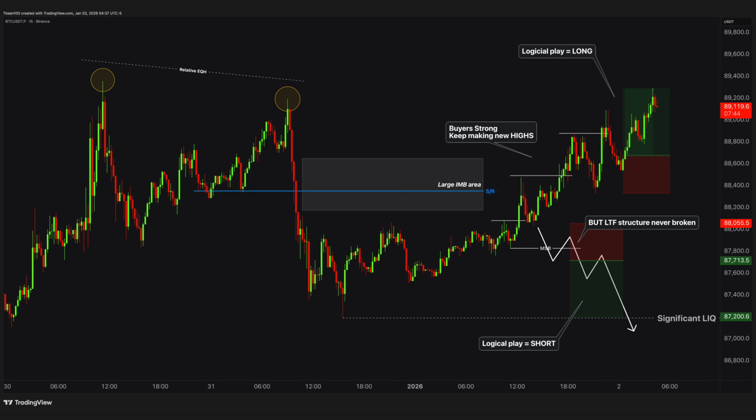This is how you dynamically change your bias in the markets. You need to combine nearby liquidity levels with how the inner structure is moving towards those liquidity points. As you can see, you cannot trade what you think. You need to trade what you actually see on the charts.